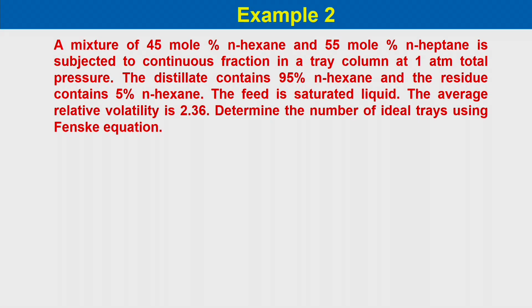A mixture of 45 mole percent n-hexane and 55 mole percent n-heptane is subjected to continuous fractionation in a tray column at 1 atmosphere total pressure. The distillate contains 95% of n-hexane and the residue contains 5% n-hexane. The feed is saturated liquid. The average relative volatility is 2.36. Now, determine the number of ideal trays using the Fenske equation.